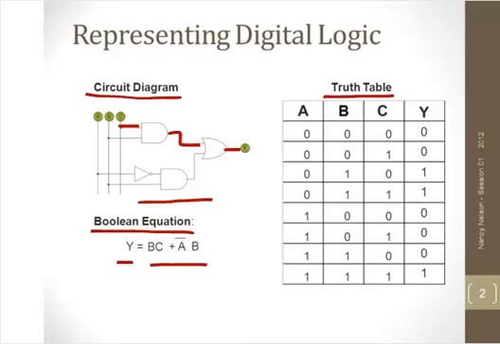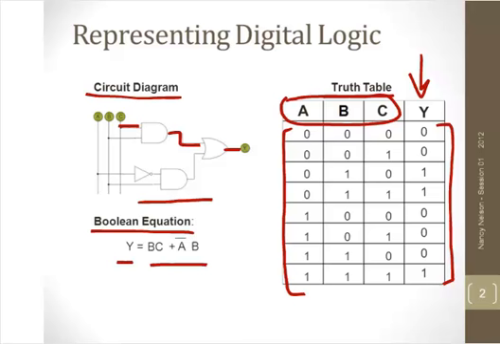The last way is our truth table. We have our inputs, A, B, and C, and then we have a column that defines our outputs. So here we can see every possible combination of our inputs, and we can see how our output y is going to behave for each of those inputs.